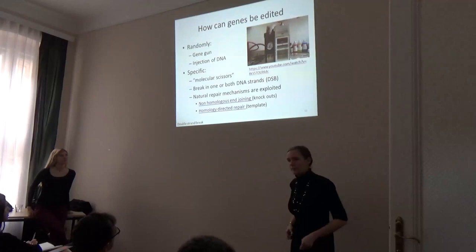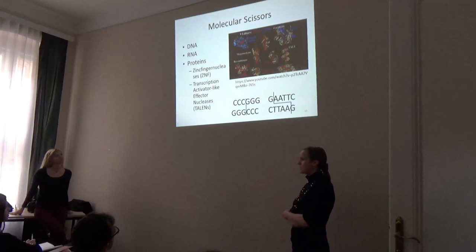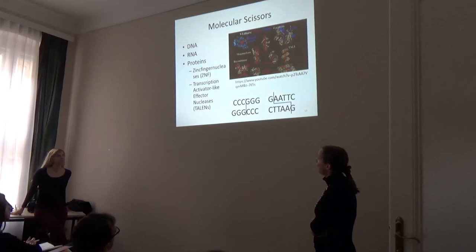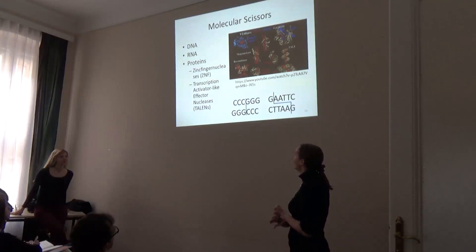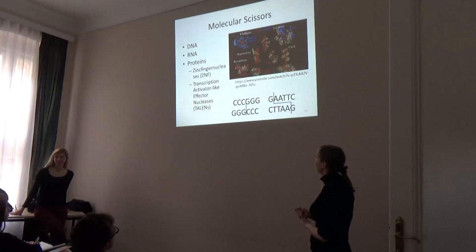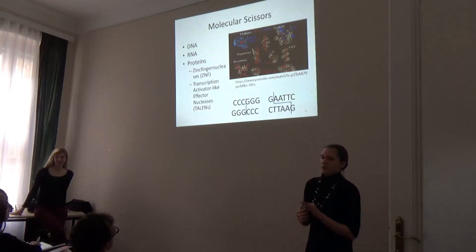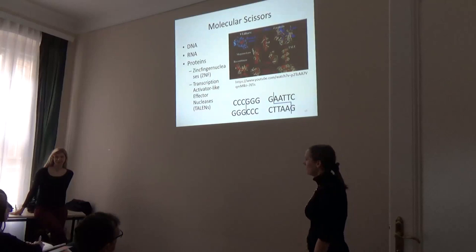But in order to exploit these two mechanisms that I just showed you, we need a break in one or both strands of the DNA, and this can be done with so-called molecular scissors, which can be made from DNA, RNA, or proteins. The proteins that were most famous for this were the zinc finger nucleases or the transcription activator-like effector nucleases, so-called TALENs. And what they do is find a specific sequence in the DNA, which is normally palindromic, and just cut it.